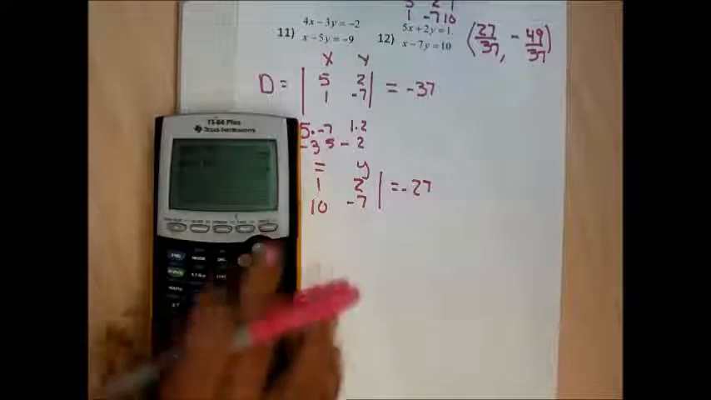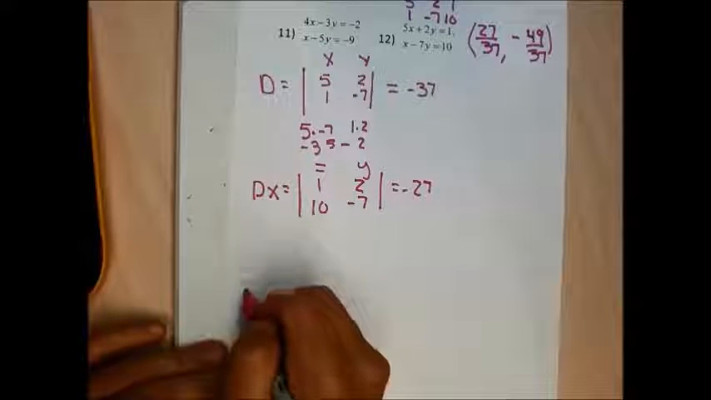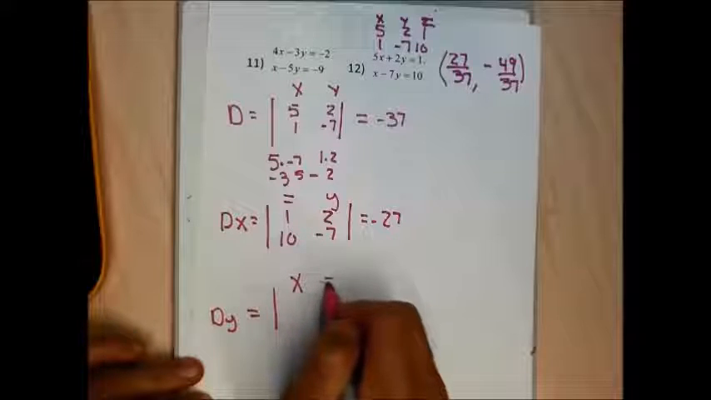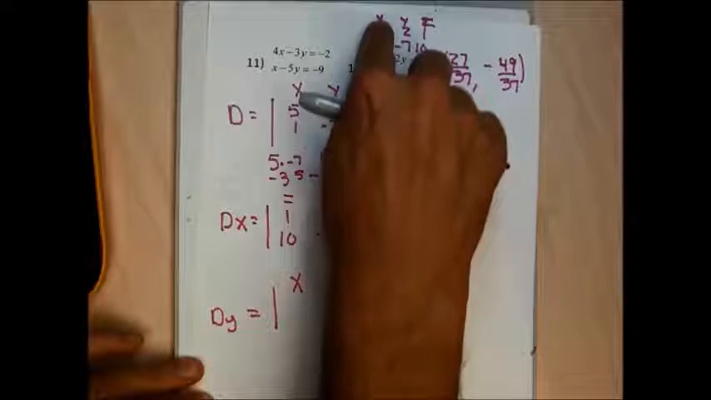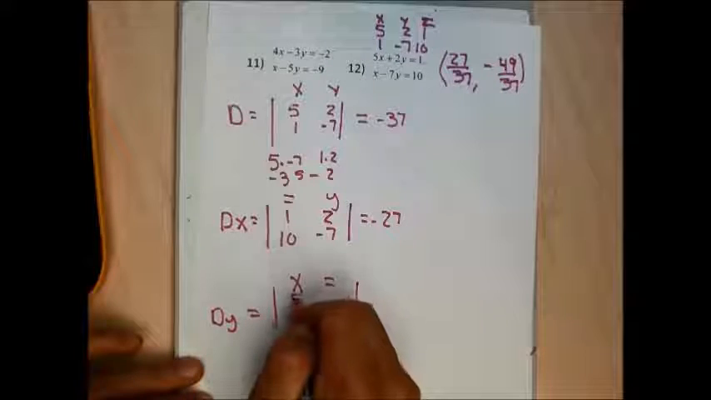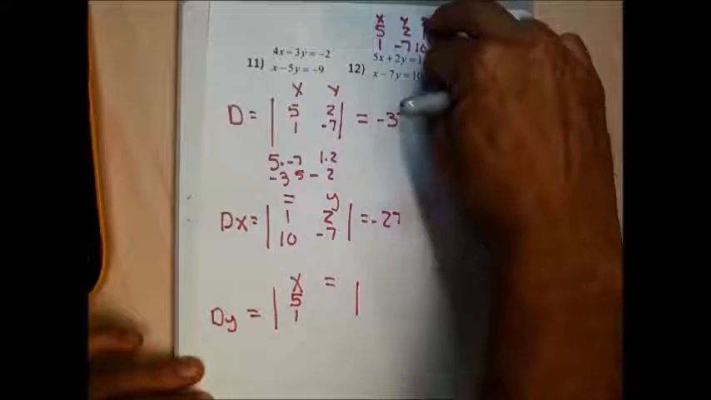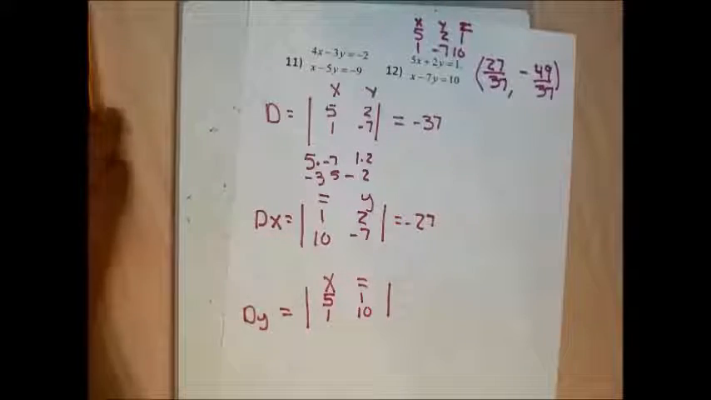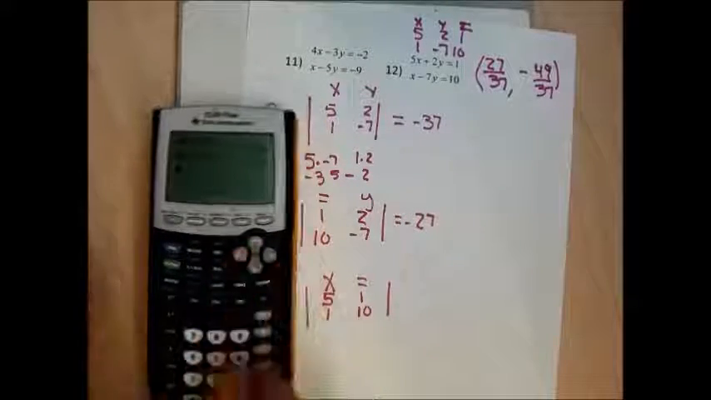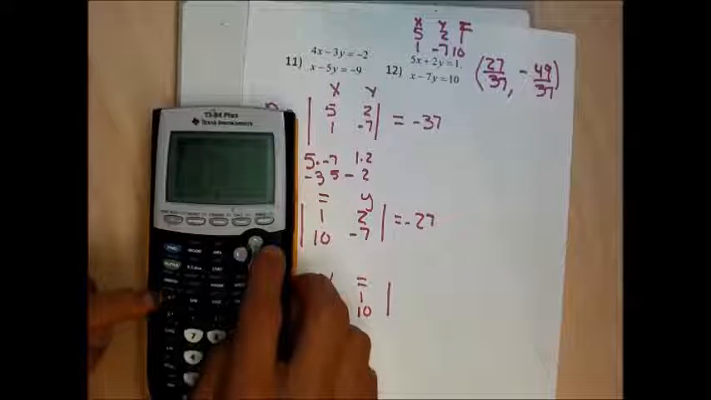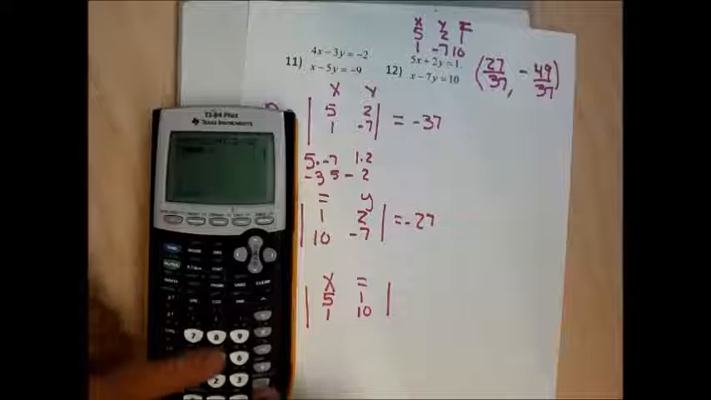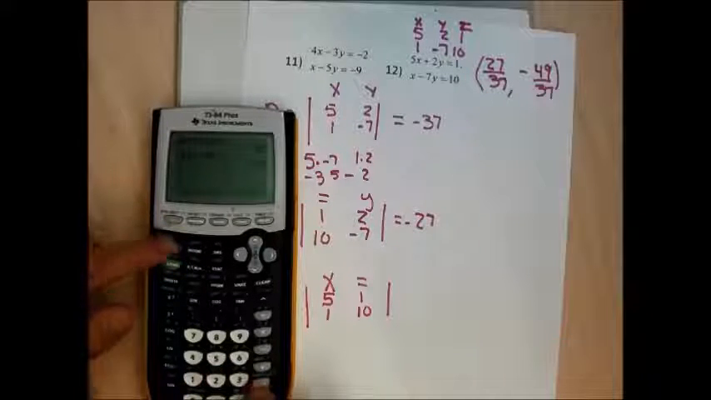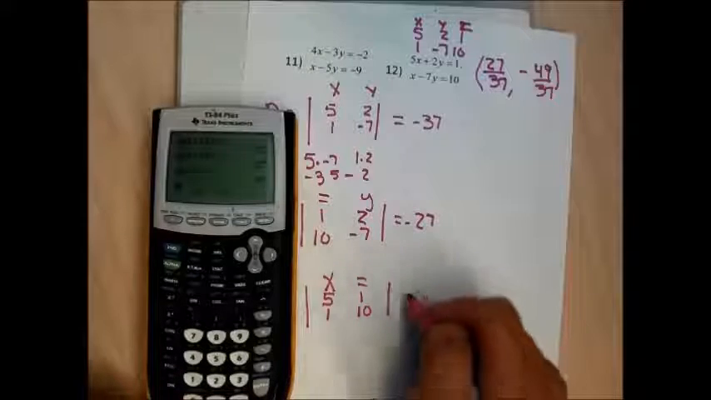One more determinant to do. That's the D sub y. And the D sub y first has the numbers from the x column, then it has the numbers from the equal column. The numbers from the x column in that matrix are 5 and 1. The numbers from the equals column are 1 and 10. Let me enter that on my calculator. I think I get 49 for that. So I'm going to go second matrix, edit, 2 by 2 matrix, 5, 1, 1, 10. Second quit, second and then enter again, and I get 49.